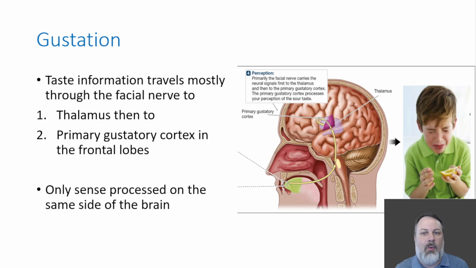Now, interestingly, when we're talking about the brain, for all the other senses, the opposite side of your brain processes the information. So if you see something on the right hand side, the left side of your brain processes it. If I touch something with my left hand, then the right side of my brain processes that somatosensation. But when it comes to taste, if something is interacting with the right side of your tongue, it is processed by the right side of your brain.